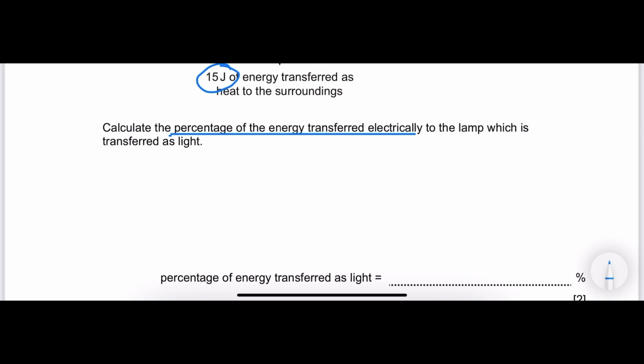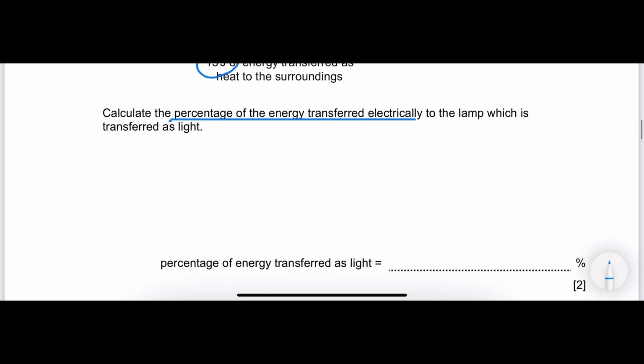To find the energy used for light, we subtract. 60 minus 15 equals 45 joules. Now, we calculate the percentage of energy transferred as light. 45 divided by 60, multiplied by 100. That equals 75.